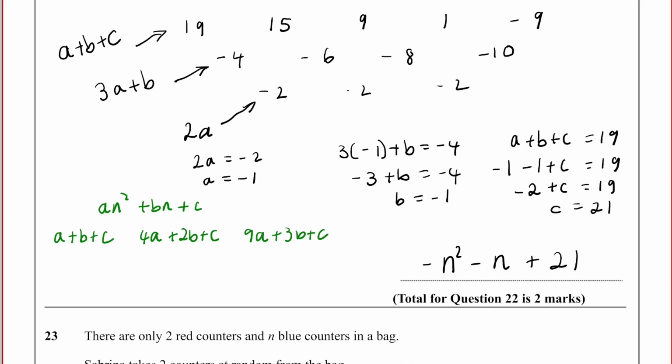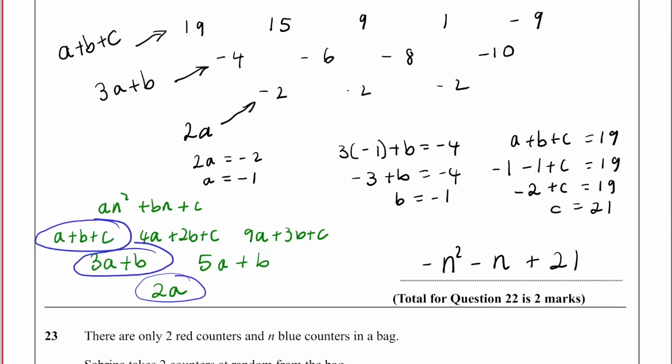So the difference between the first and second terms, what do you have to add on to a plus b plus c to get 4a plus 2b plus c? That's 3a's and a b. What do you have to add on to 4a plus 2b plus c to get 9a plus 3b plus c? That's 5a's plus a b. And what's the difference between 3a plus b and 5a plus b? That's 2a. So in any quadratic sequence, the first term is a plus b plus c. The difference between the first two terms is 3a plus b, and the second difference is always 2a.